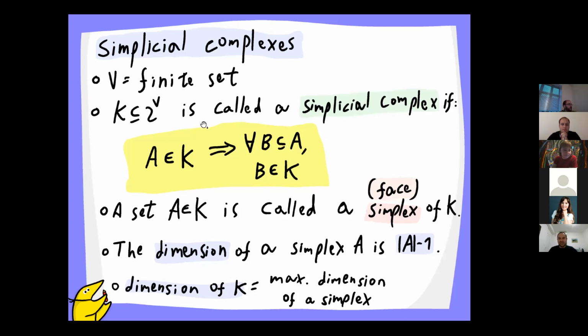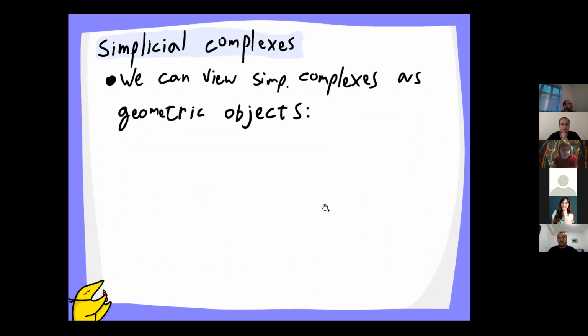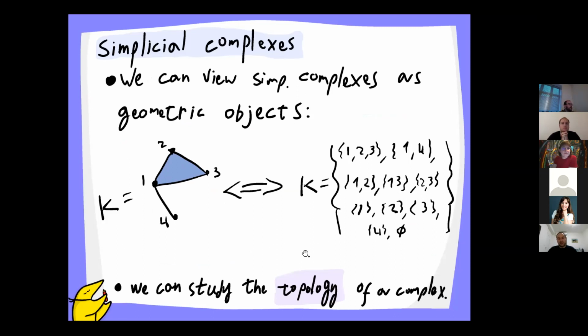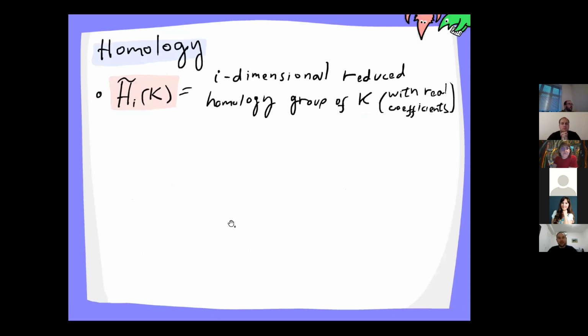So we have this abstract definition of a simplicial complex, but we can also think of them as geometric objects, as geometric shapes made by gluing together simplices corresponding to the sets in the family. And therefore, we can also study the topology of such a complex. In particular, we can study the homology groups of K. We denote by H_i(K) the i-dimensional reduced homology group of K with coefficients in the real numbers.